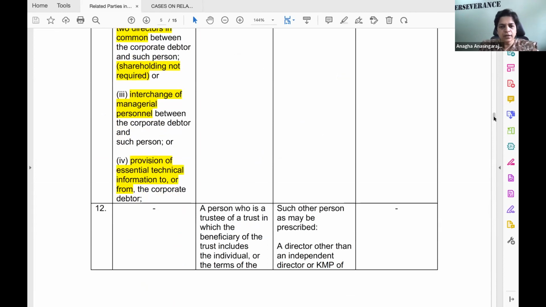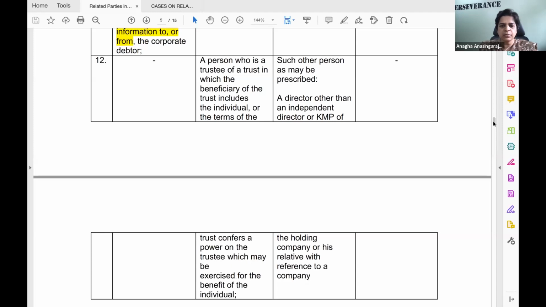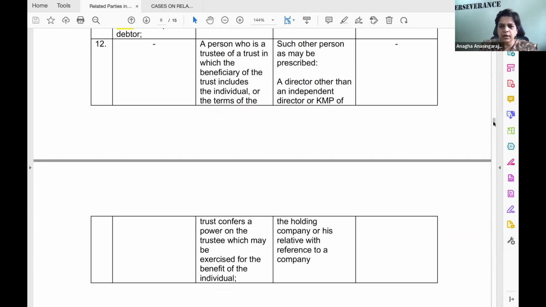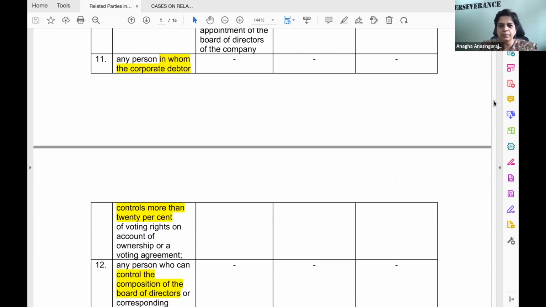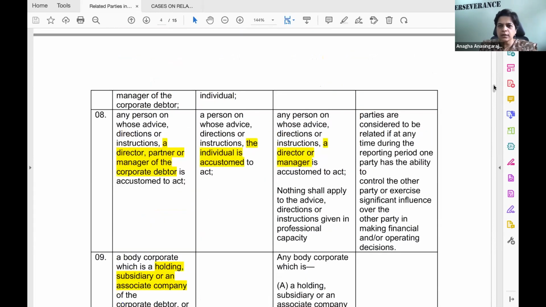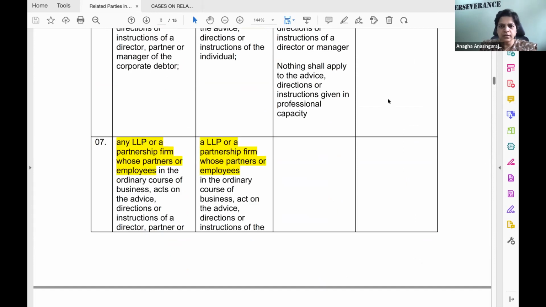Then a person who is a trustee of a trust in which the beneficiary of the trust includes the individual or the terms of the trust confer a power on the trustee which may be exercised for the benefit of the individual. So that trust will also become a related party where this person who is the trustee of the trust in which the beneficiary of the trust includes that individual, or the terms of the trust confer any power on the trustee, which may be exercised for the benefit of this individual. So this beneficiary under that trust is this individual. Then that trust will also become a related party. But in other cases, that trust is not covered anywhere else in the other definitions.